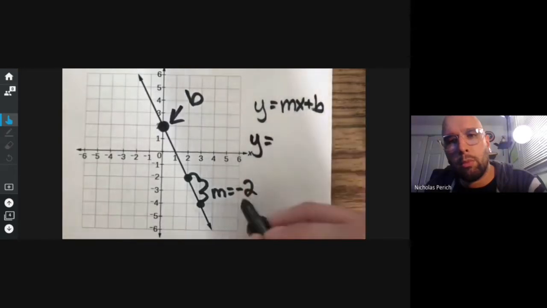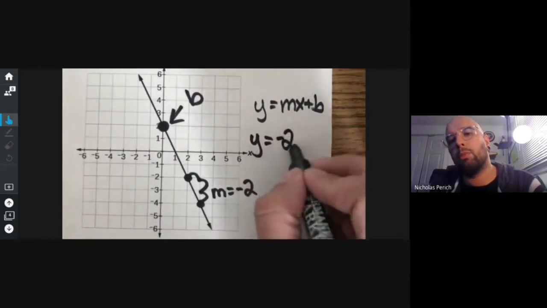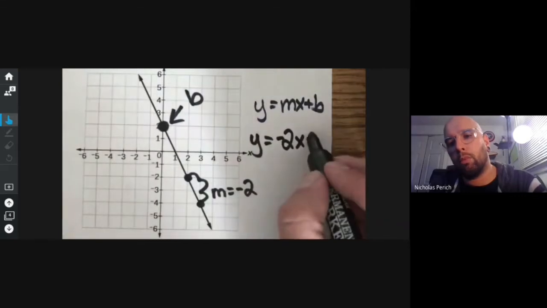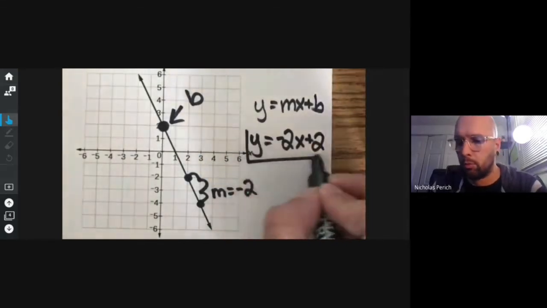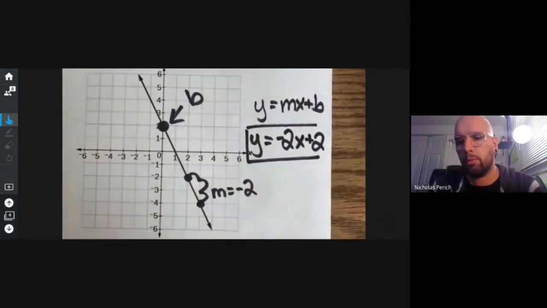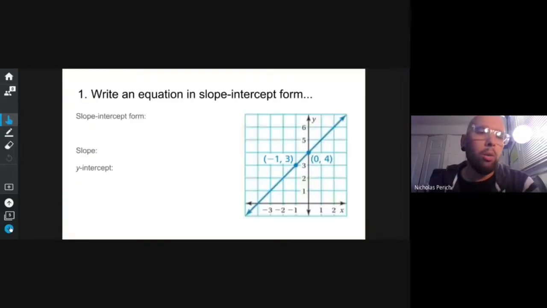My b is 2. Put it all together: y equals mx plus b. M is negative 2x plus b, which is positive 2. My equation is y equals negative 2x plus 2.